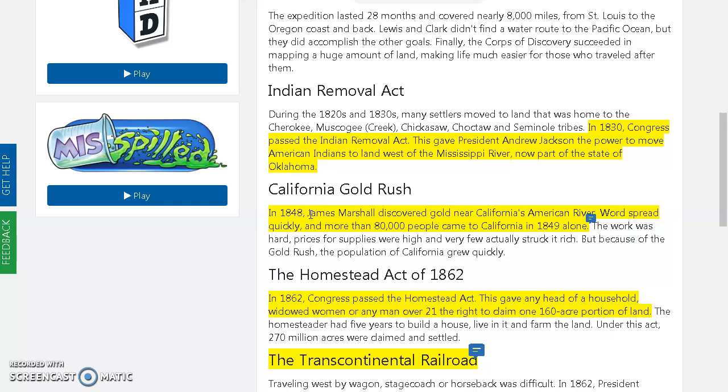So with word spreading quickly, that means word was extended out quickly. So you need to know that spread means extended. So the word got extended out to everyone around them, that gold was found near the California American River.